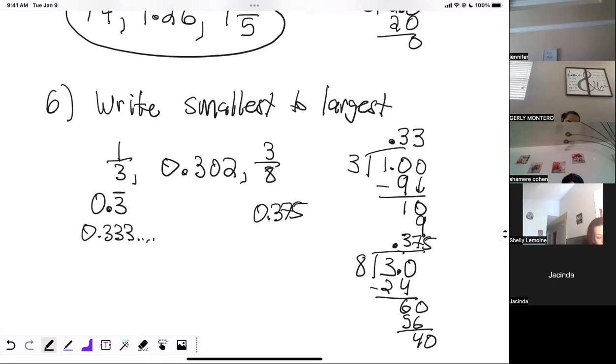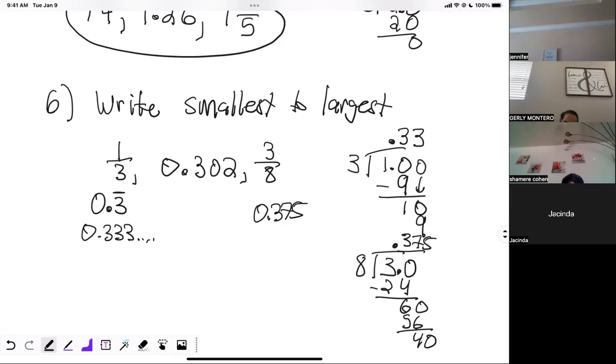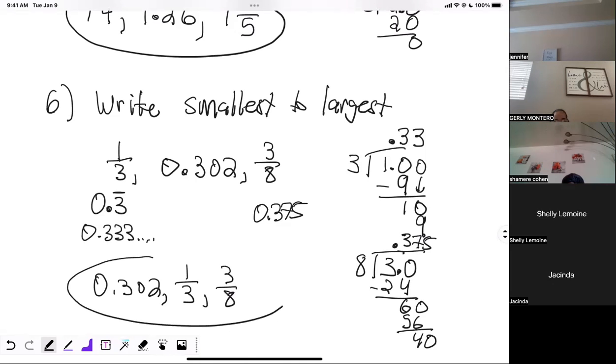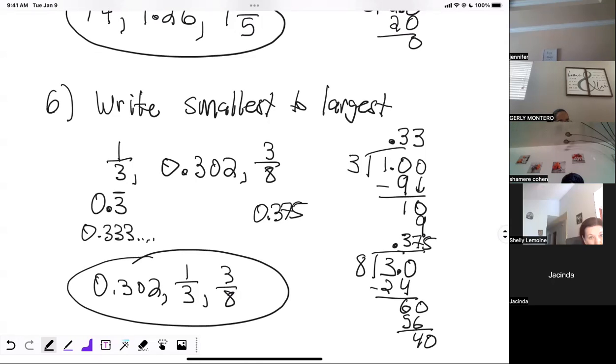All right, we want to go in order from smallest to largest. So my smallest number is actually the decimal one, 0.302. What's my next smallest one? Well, if I compare 0.333 and 0.375, that's smaller. So 1/3 is smaller, and then 3/8 would be the biggest. And that would be the order. So like I said, get them all in decimal form, and then you compare which one's bigger, which one's smaller.